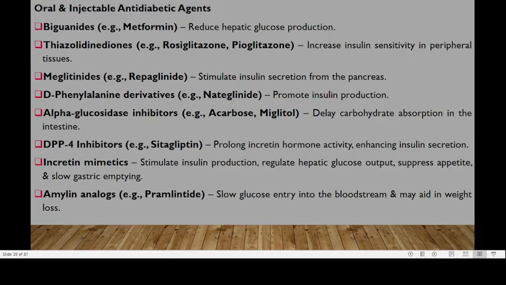We have the DPP-4 inhibitors like sitagliptin, also referred to as the gliptins. They prolong incretin hormone activity, enhancing insulin secretion. We have the incretin mimetics, which stimulate insulin production, regulate hepatic glucose output, and suppress appetite, slowing gastric emptying. Then lastly, we have the amylin analogs like pramlintide, which promotes slow glucose entry into the bloodstream and may aid in weight loss. These are injectable.